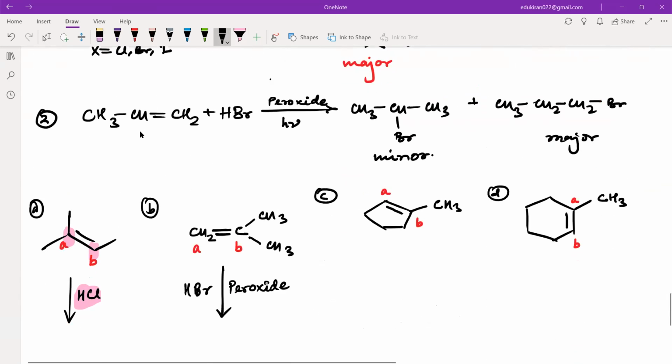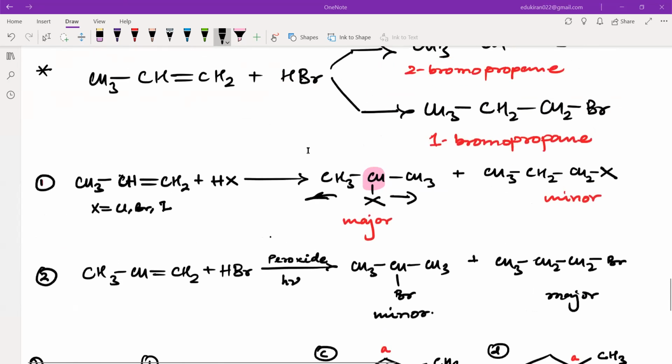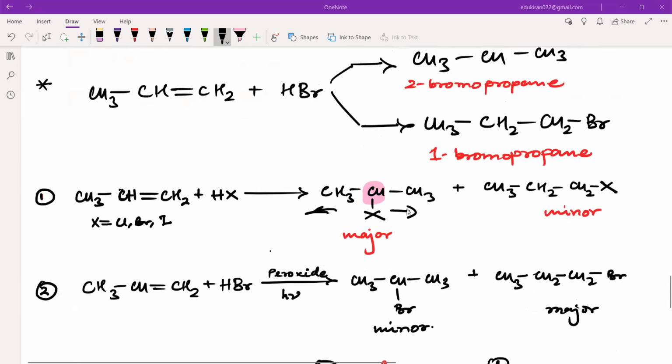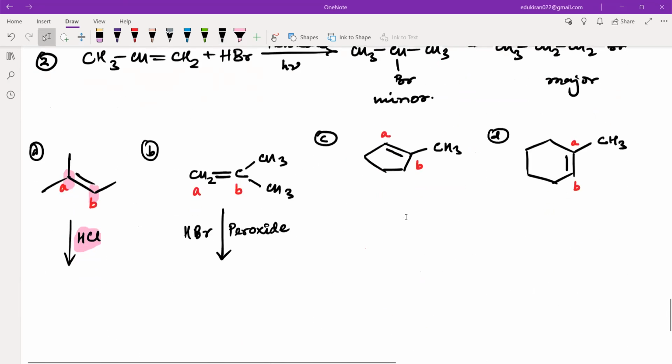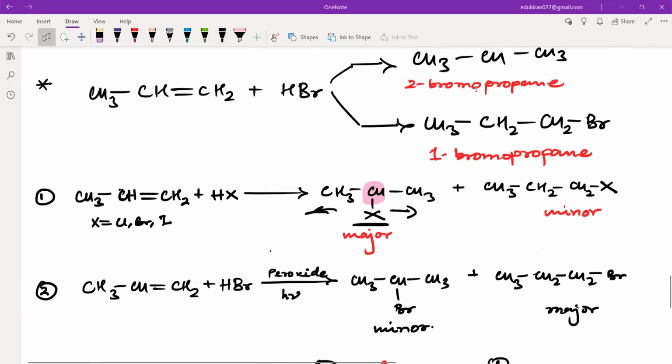So this carbon atom which is attached to more carbon atoms. Now here we have A and B. Now you please tell me, Zainab, which carbon atom is attached to more number of carbon atoms, A or B? A. So that will be on A we will be attaching the halogen. Zainab, yes or no? We'll be attaching chlorine on that. Okay, fine.